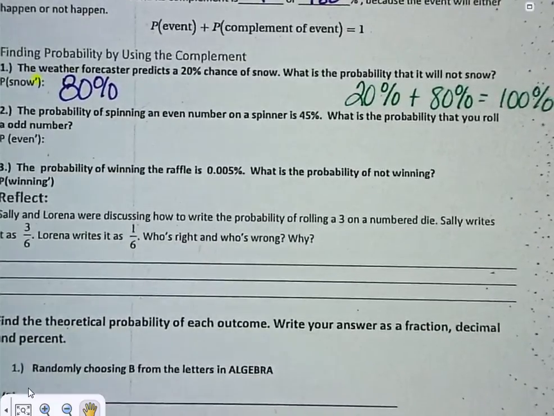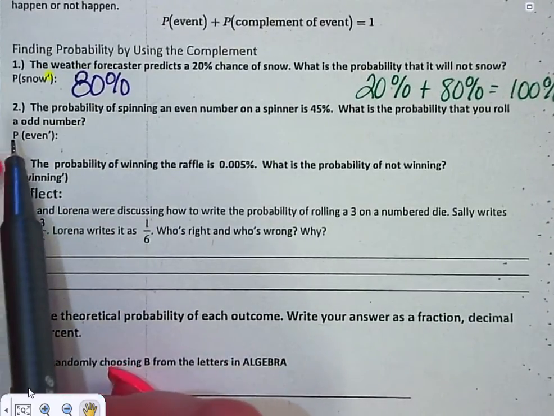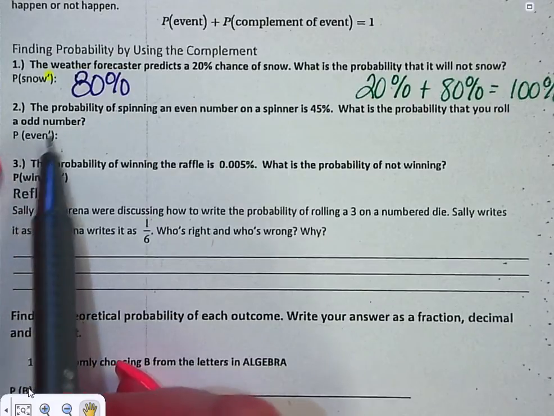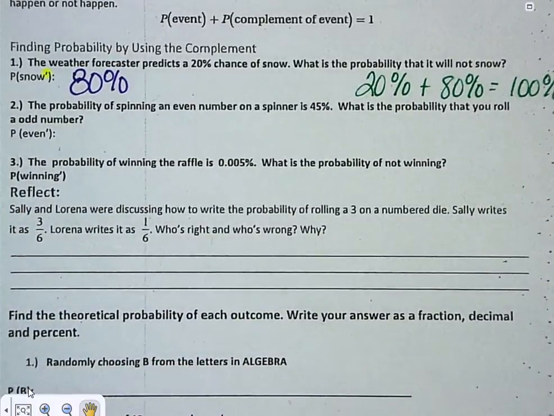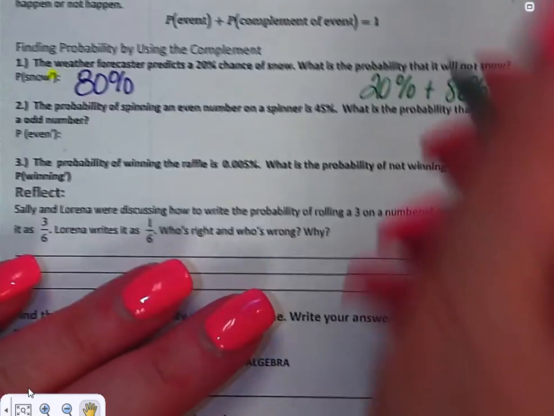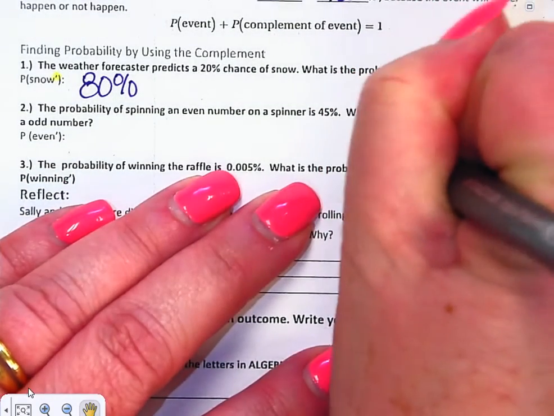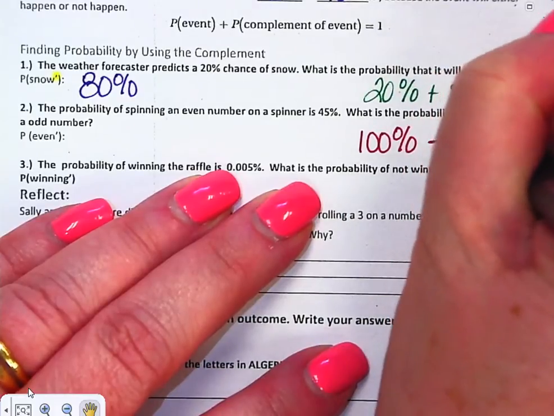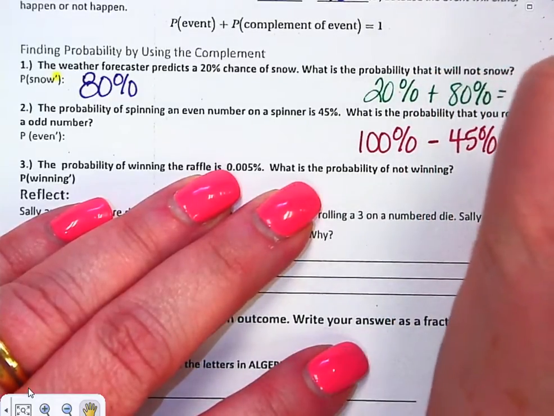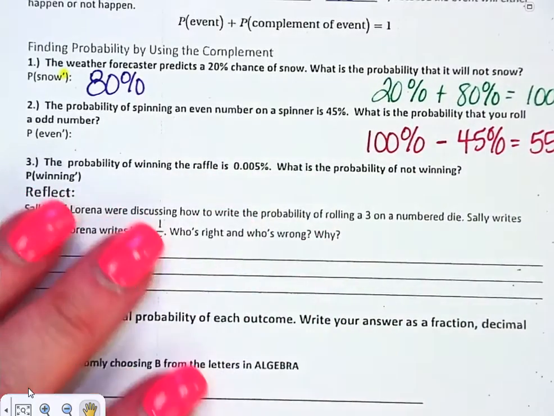All right, let's look at the next problem. The probability of spinning an even number on a spinner is 45%. What is the probability that you will spin an odd number? So that looks like this. The capital P means probability of spinning the complement of an even. Anybody know? Is it 55? Yeah. It's mental math. Good. So I would have had to say 100% minus 45%, and that equals 55%. So my answer is 55%.